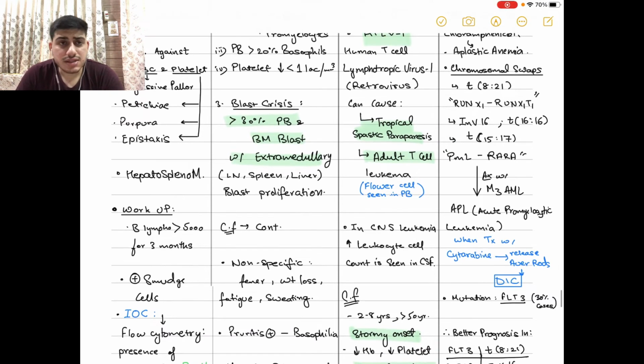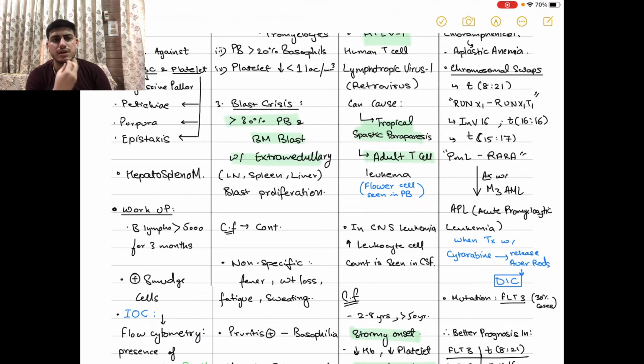And this virus, what can this virus cause? This virus can cause two things. One is obviously adult T cell leukemia, and the other is tropical spastic paraparesis. So in adult T cell leukemia, when you see the blood smear, in the smear there will be a flower pattern kind of a cell.